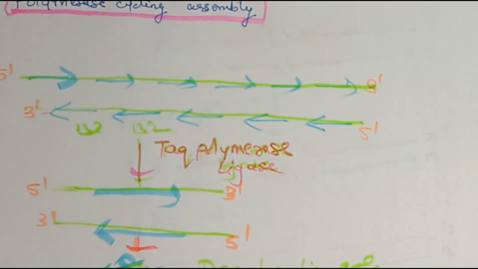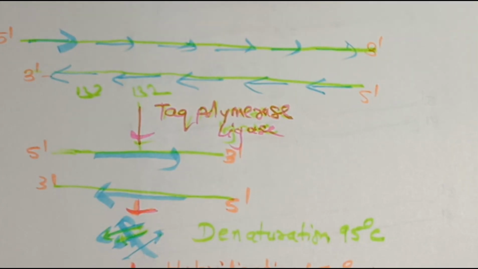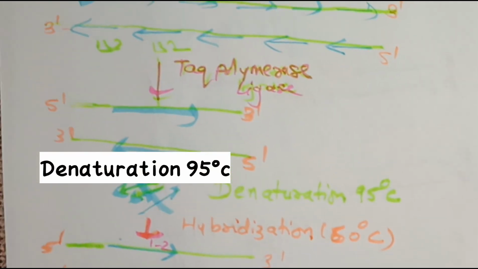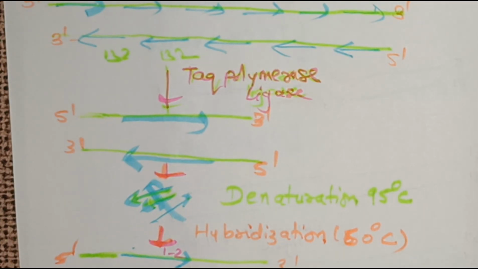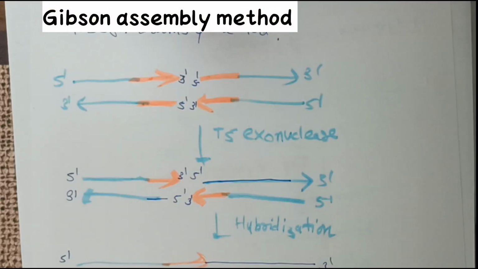So the entire set is processed through hybridization at 60 degrees and elongation by Taq polymerase and a thermostable ligase, then denaturation at 95 degrees Celsius. It forms a progressively longer contiguous strand and ultimately results in the final genome. This PCA was used to generate the first synthetic genome in history, that of the phiX174 virus. Then there is another assembly method, the Gibson assembly method.